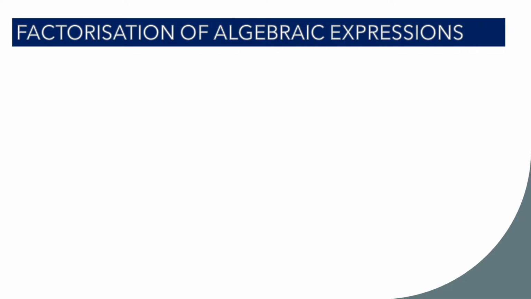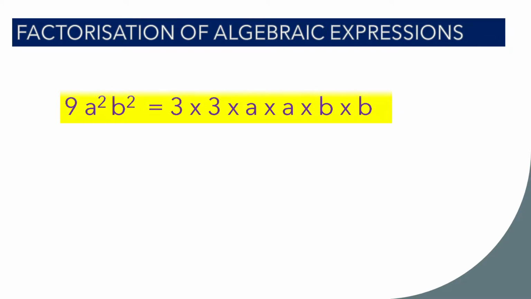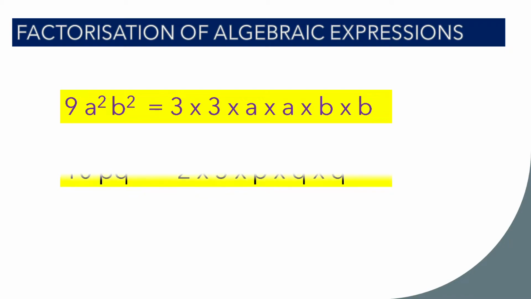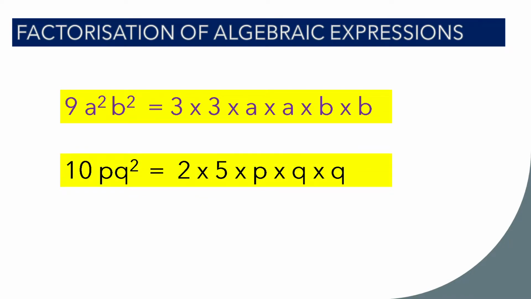Let us take one example, 9a square b square. How are we factorizing? The numerical part 9 is 3 multiplied 2 times. a square means a is multiplied 2 times, and b square means b is multiplied 2 times. In this way we have to factorize the algebraic expression when it is a single term.